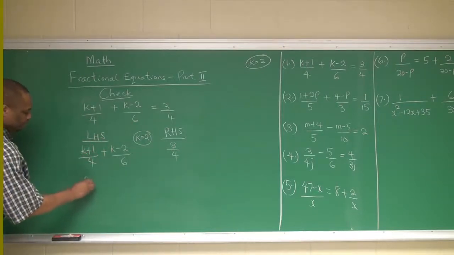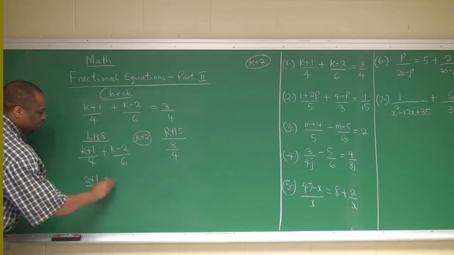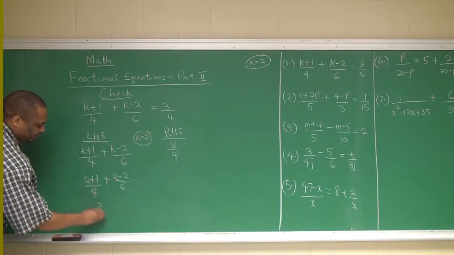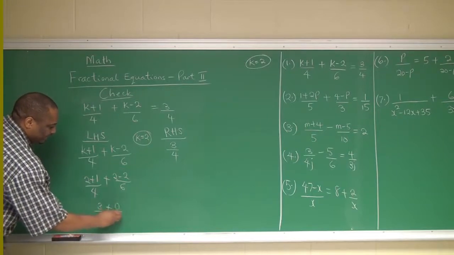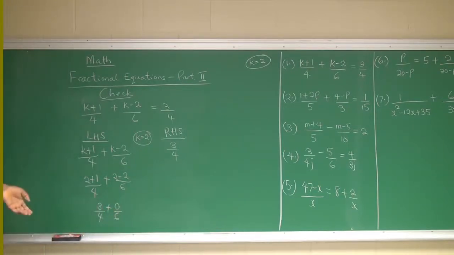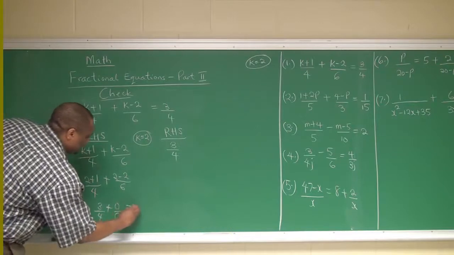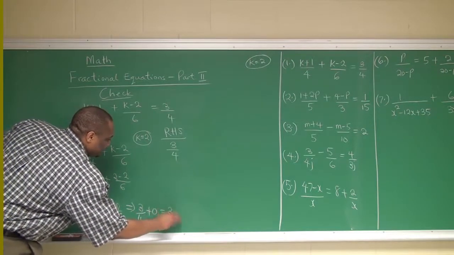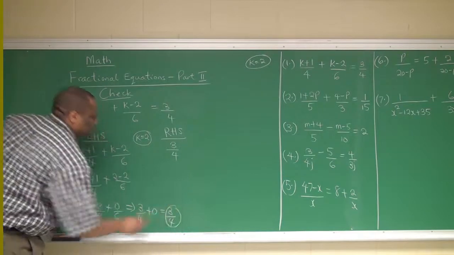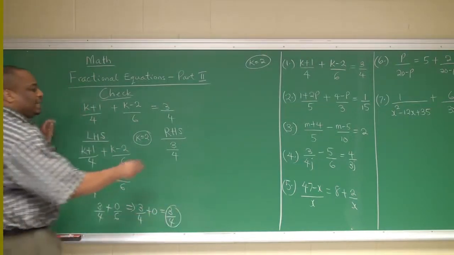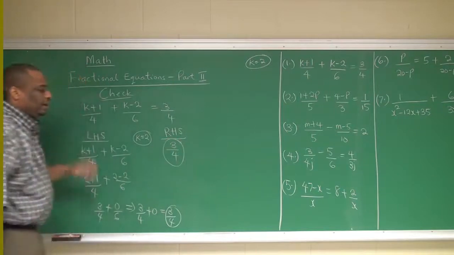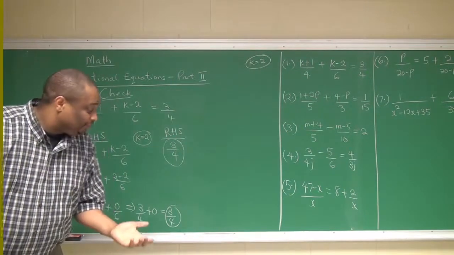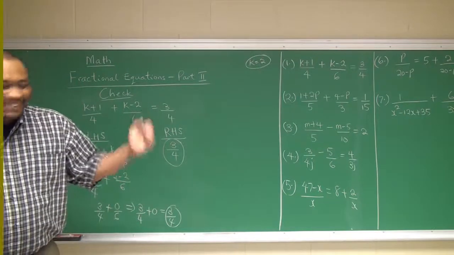So this will now be 2 plus 1 over 4 plus 2 minus 2 over 6. And this gives us 3 over 4 plus 0 over 6. Of course, 0 over 6 gives us 0. So this implies that 3 over 4 plus 0, and that gives us 3 over 4. We have 3 out of 4 on the left-hand side. We have 3 out of 4 on the right-hand side. We can now eat some vegetables because we got it right. Okay?